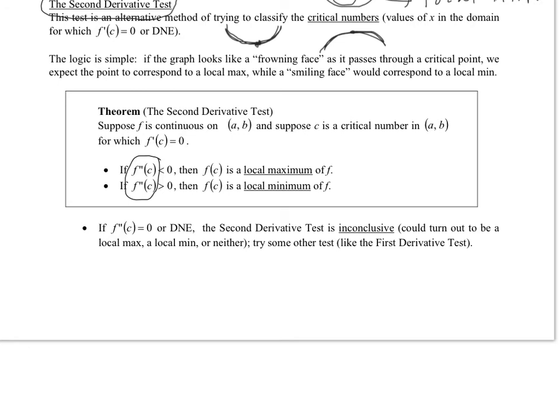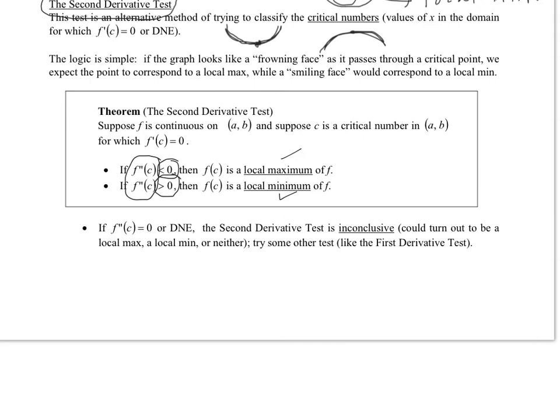If the second derivative turns out to be negative at the critical number, then we've got ourselves a local max. And if the second derivative is positive at the critical number, we've got ourselves a local minimum. So this is a very quick and easy test to implement as long as you can easily compute the second derivative. You plug in each of your critical numbers one by one. And if the second derivative spits out a negative output, you've got yourself a local max. If it spits out a positive output, you've got yourself a local min.